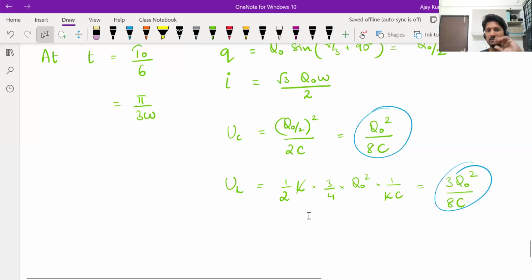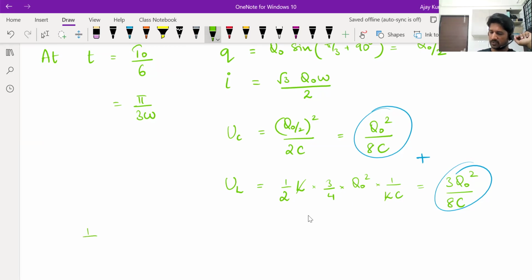3 omega, capacitor only has some energy. It doesn't have Q naught square by 2C. It only has Q naught square by 8C. And the inductor has the remaining energy. Let us add these two. Energy on capacitor plus energy on inductor. You get 1 by 8 plus 3 by 8 times of Q naught square by C. 1 by 8 plus 3 by 8 is 4 by 8. That is nothing but 1 by 2. So effectively it becomes Q naught square by 2C.